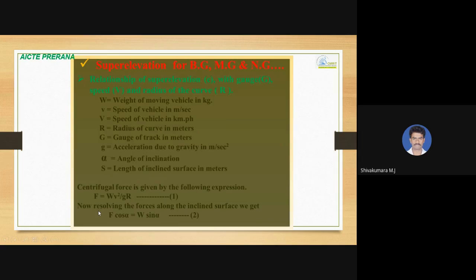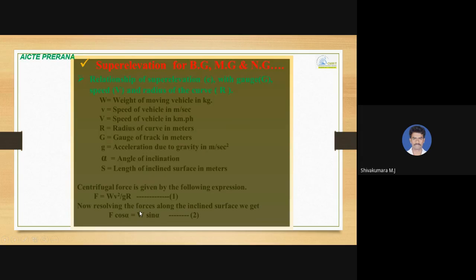So centrifugal force is given by WV squared divided by gR. This is the centrifugal force which will develop when the train travels on a horizontal curve. And if we resolve the force along the inclined surface, we'll get this, the horizontal component outside, that is F cos alpha.